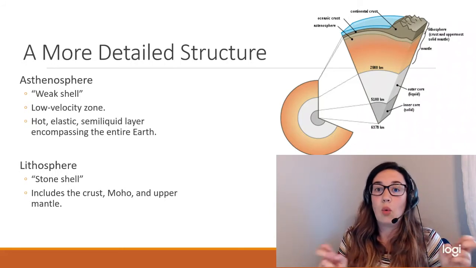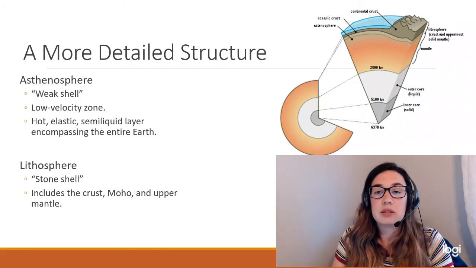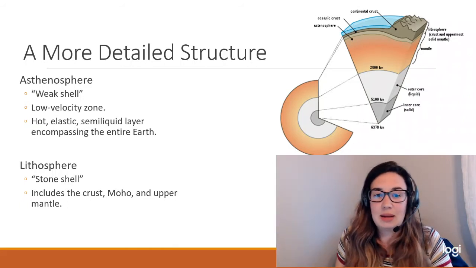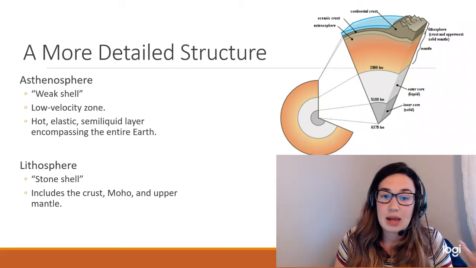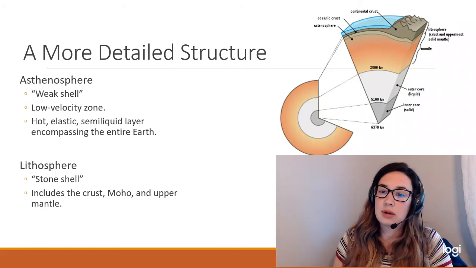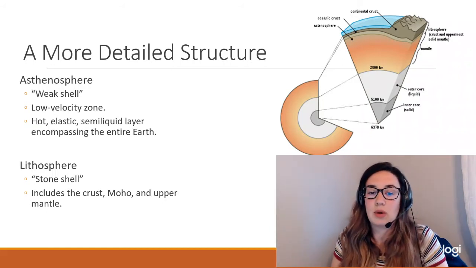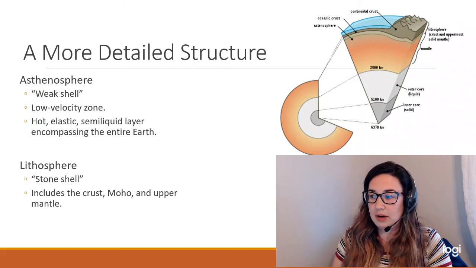Another name for the asthenosphere, or what it actually means, is weak shell. The reason it's named weak shell is because it is what we would consider a hot, elastic, semi-liquid layer. This layer goes around the entire Earth, wrapping around the whole Earth, and it is a low velocity zone. That's our asthenosphere.